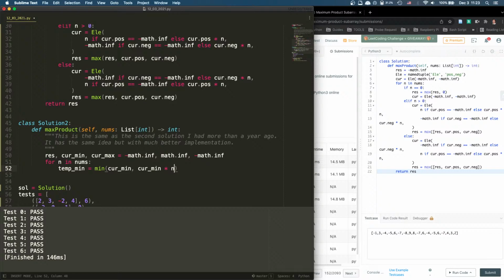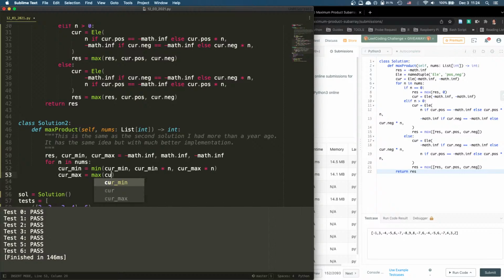Hold on, let me think. It doesn't really matter. I think I could directly say current min shall equal the minimum of current min times n, and current max times n. And the current max is the max of current max times n, current min times n, and n. And res equals the max of res and current max. And then return res.